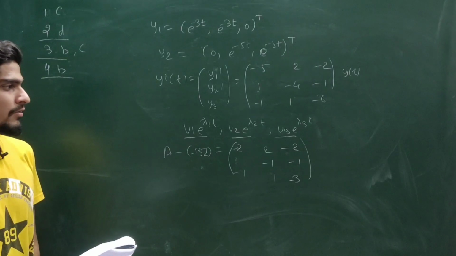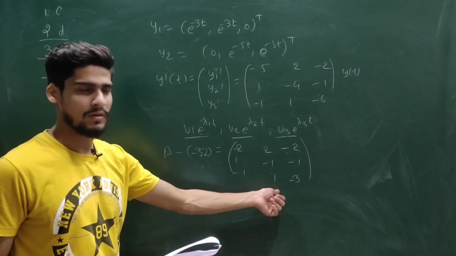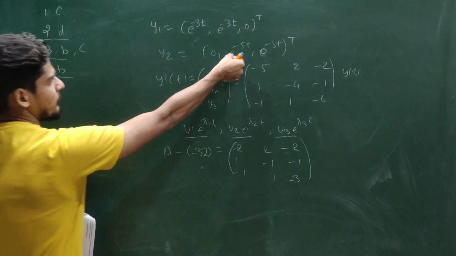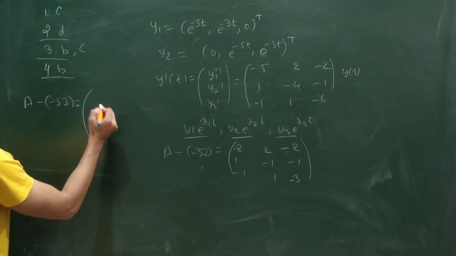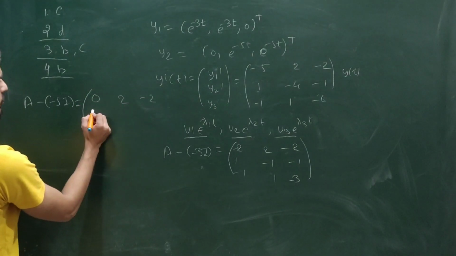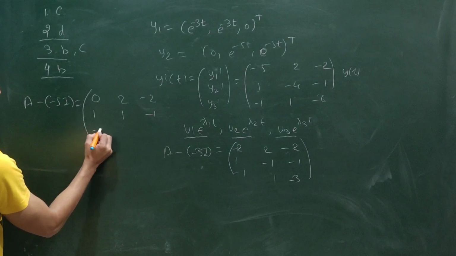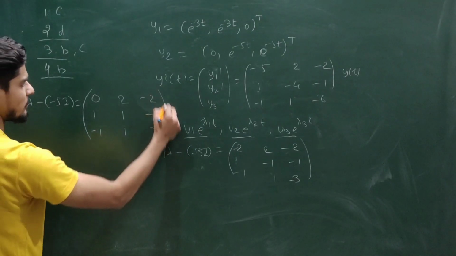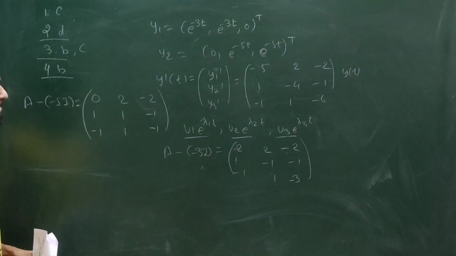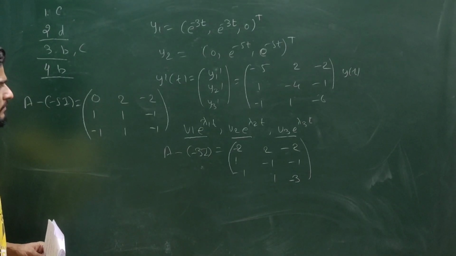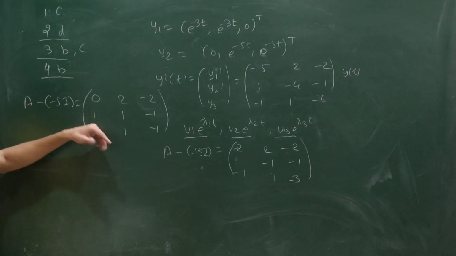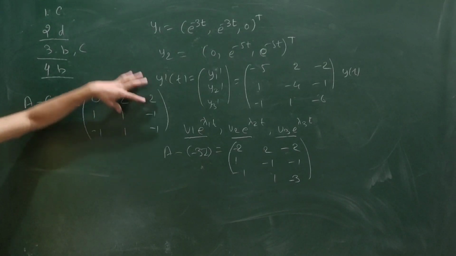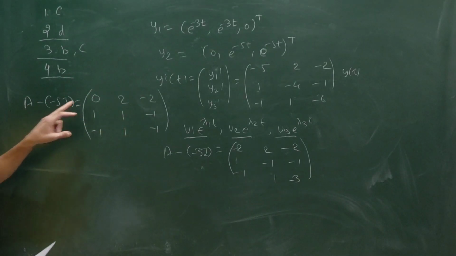For singular you can find it, but directly I cannot observe. Okay, I will come to this. Let us verify for -5. So if you find A minus (-5)I, this matrix will be 0 2 -2 1 1 -1 -1 1 -1. You can see this row is linearly dependent on the other two rows, because if you add these two rows, then your first entry will be 0, second entry will be 2, third entry will be -2. So this row depends on these two rows. So -5 is an eigenvalue.